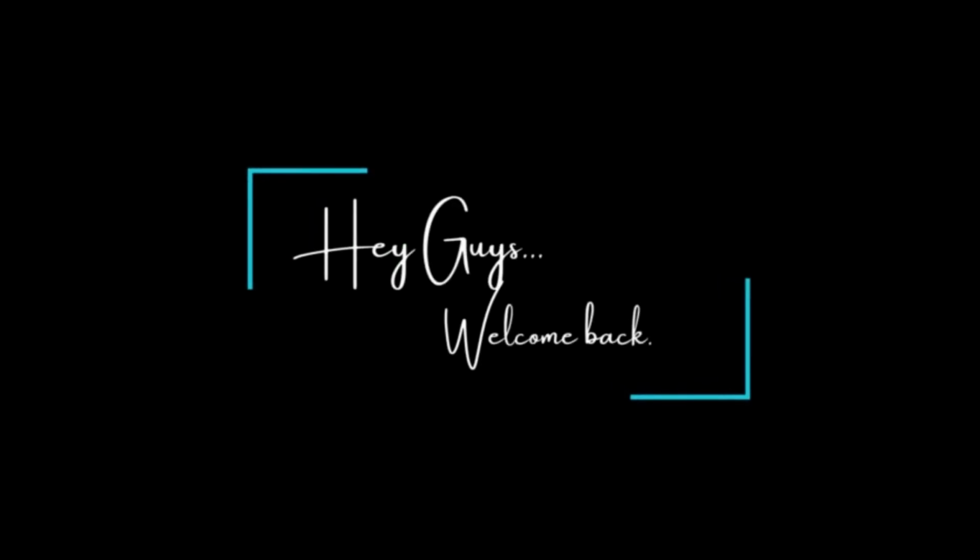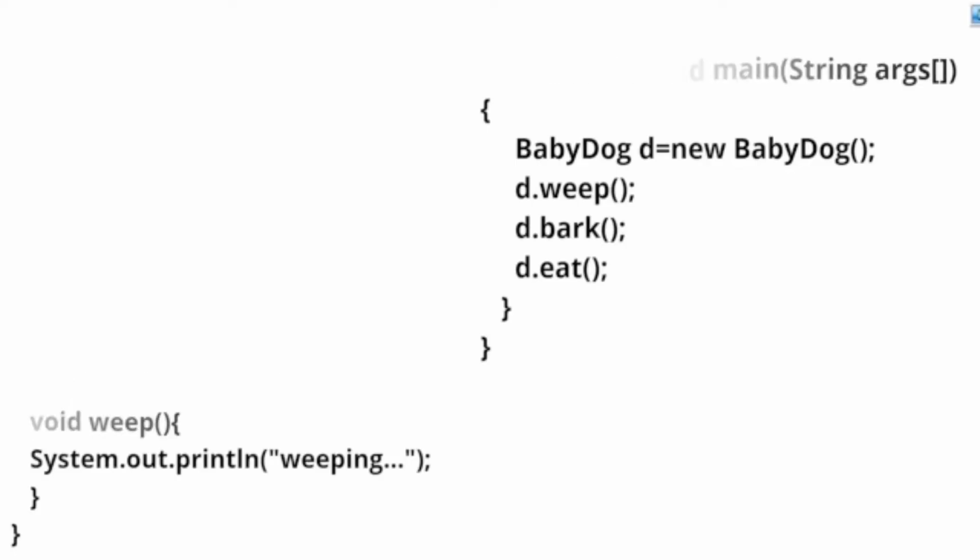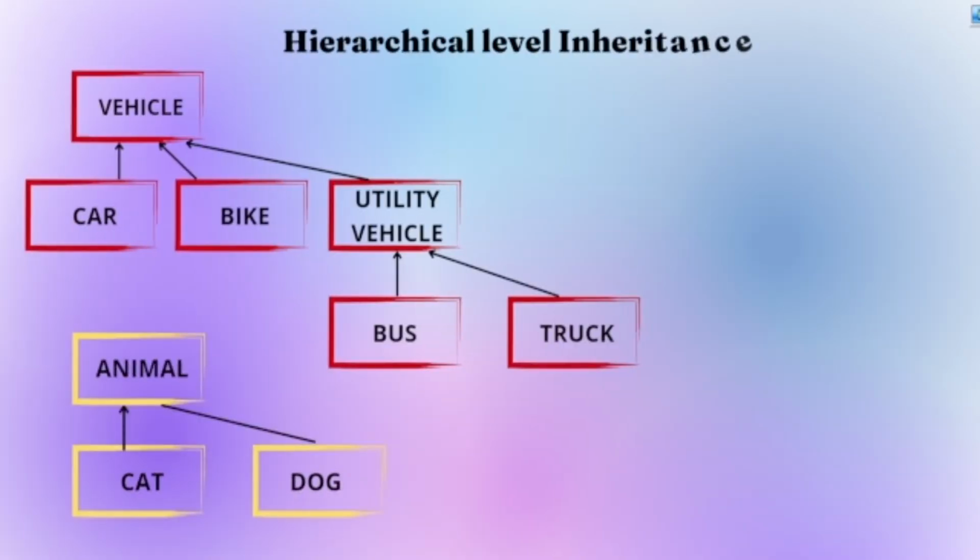Let us see the next contents of Java in this video. The next we are going to see is hierarchical level of inheritance. In this hierarchical level of inheritance, it is a combination of multiple inheritance and multi-level inheritance. As you can see here, there are two levels of inheritance. This is the first level, level 1, and this is level 2.